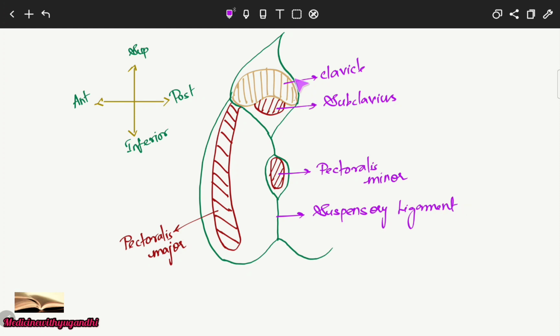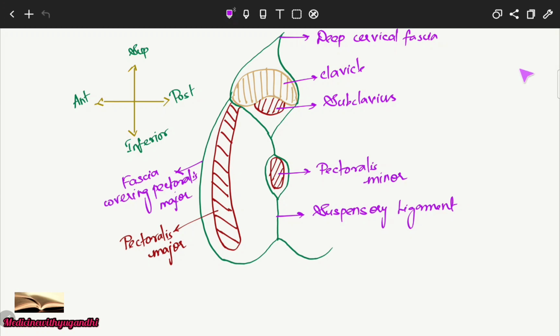Here what you are seeing, this is the posterior lamina of the clavipectoral fascia. It fuses with the deep cervical fascia, the investing layer of deep cervical fascia. Then here this is the anterior lamina, and this is the fascia covering the pectoralis major muscle. And here this is the axillary sheath. And this is the anterior axillary fold.